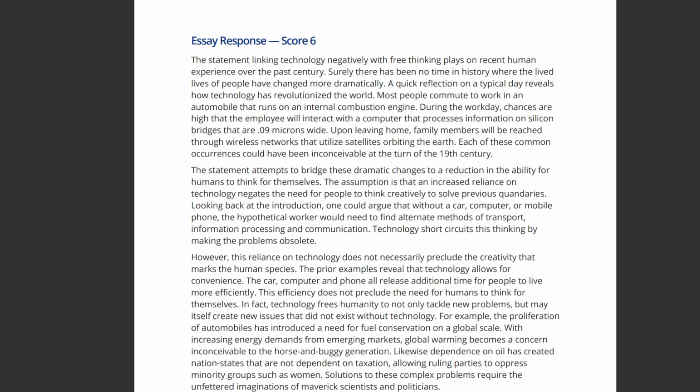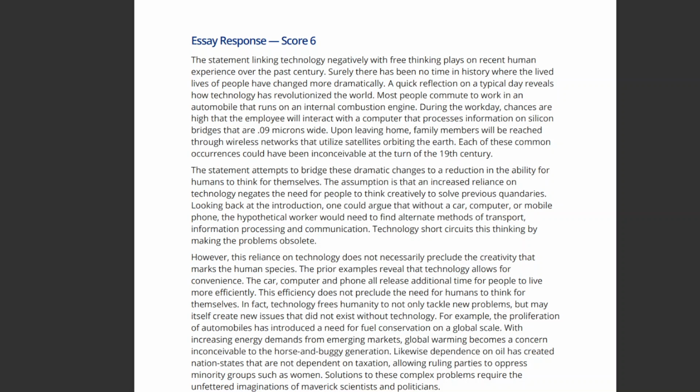During the workday, chances are high that the employee will interact with a computer that processes information on silicon bridges that are 0.09 microns wide. Upon leaving home, family members will be reached through wireless networks that utilize satellites orbiting the Earth. Each of these common occurrences could have been inconceivable at the turn of the 19th century. The statement attempts to bridge these dramatic changes to a reduction in the ability for humans to think for themselves.